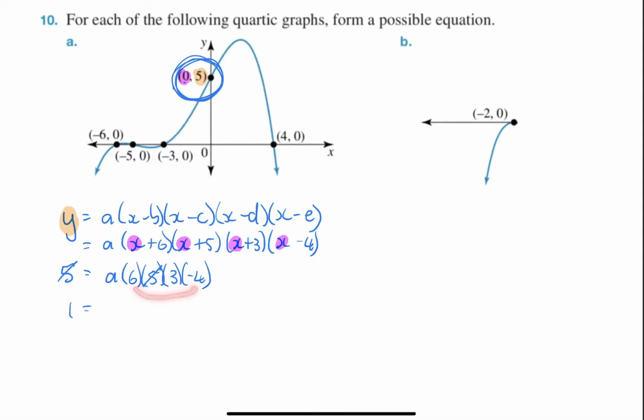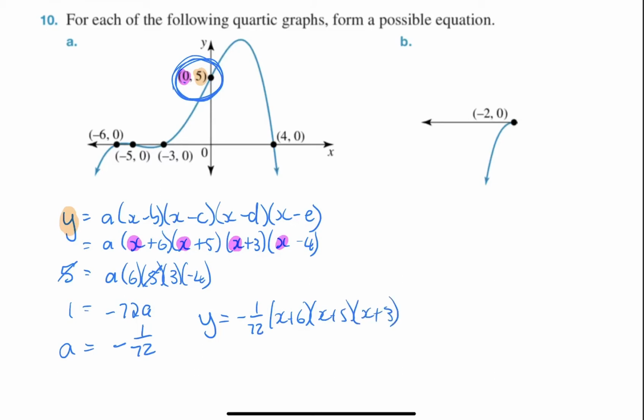6 times 5 is 30... 6 times 4 is 24. 24 times 3 is 72. So that's going to be -72a. And therefore divide by -72 on both sides. So a equals -1/72. So my equation will be y equals -1/72, (x + 6)(x + 5)(x + 3)(x - 4).